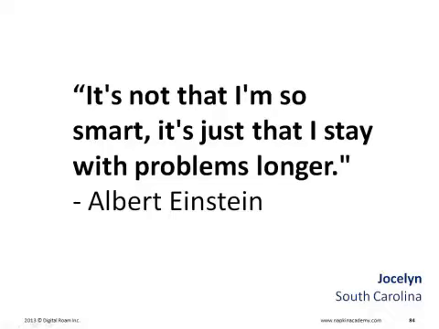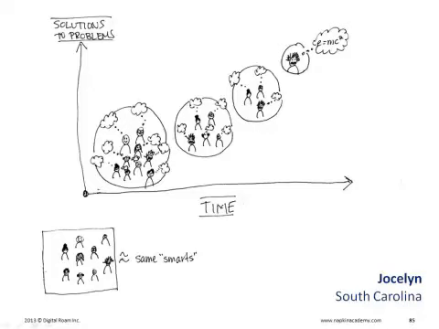So I love Albert Einstein and all of his very elegant quotes, and I found this one: it's not that I'm so smart, it's just that I stay with problems longer. So I started thinking about that, and I started very simply with the different pieces of it. The who was Albert Einstein and other people. The what were problems and solutions to the problems. Then there was a variable of time and intelligence.